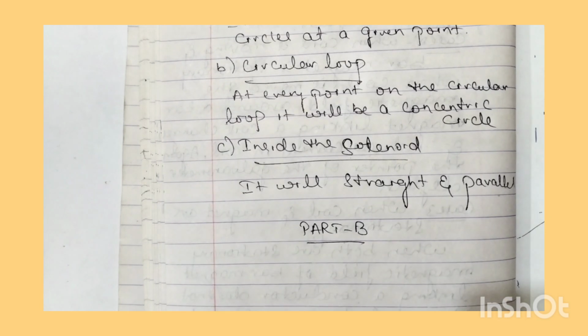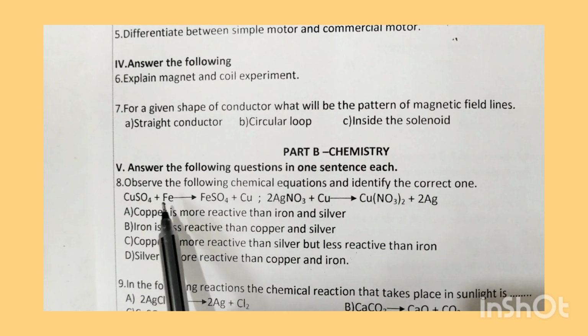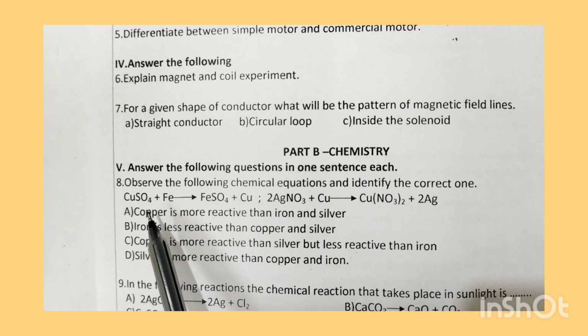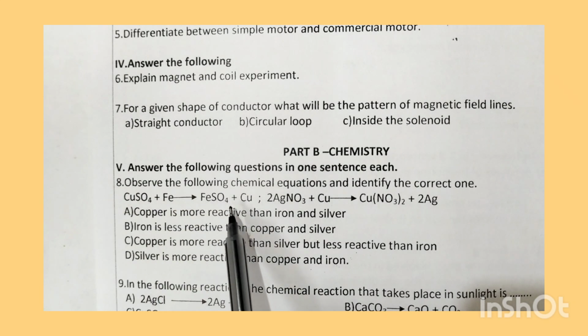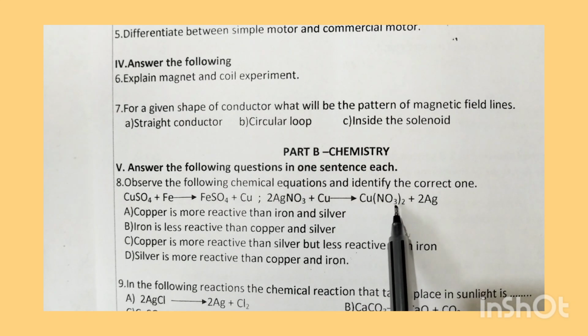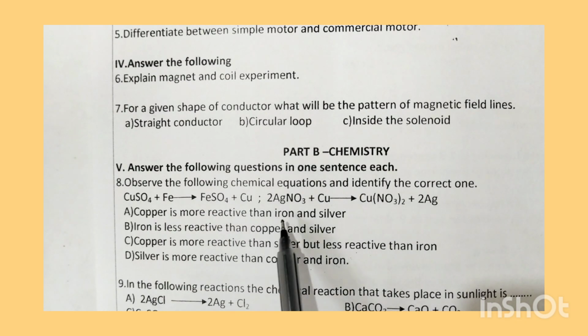Now let us move to part B, chemistry. The first question of chemistry is: observe the following chemical equations and identify the correct one. CuSO4 plus Fe gives FeSO4 plus Cu. 2AgNO3 plus Cu gives Cu(NO3)2 plus 2Ag. Among these, copper is more reactive than iron and silver. Iron is less reactive than copper and silver. Copper is more reactive than silver but less reactive than iron. Silver is more reactive than copper and iron.